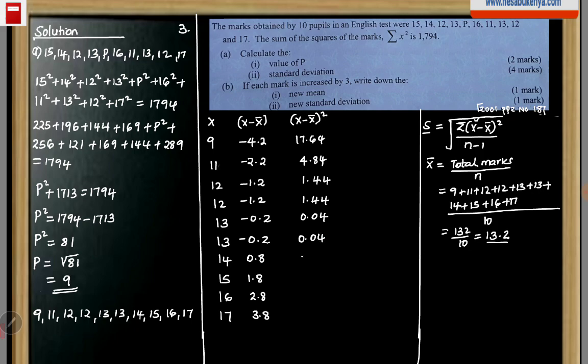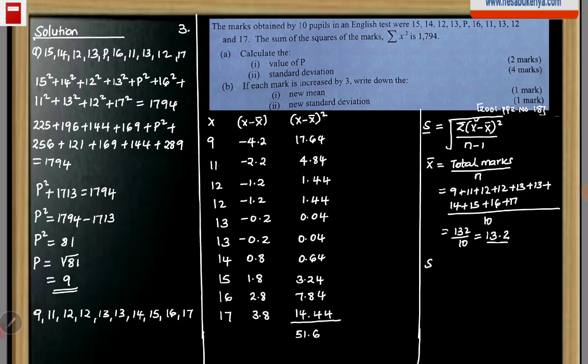0.8 squared is 0.64. 1.8 squared is 3.24. 2.8 squared is 7.84. 3.8 squared is 14.44. Now we need to get the summation of this. So we add all the values in this column and we will get 51.6. Now with that, we can get our standard deviation.